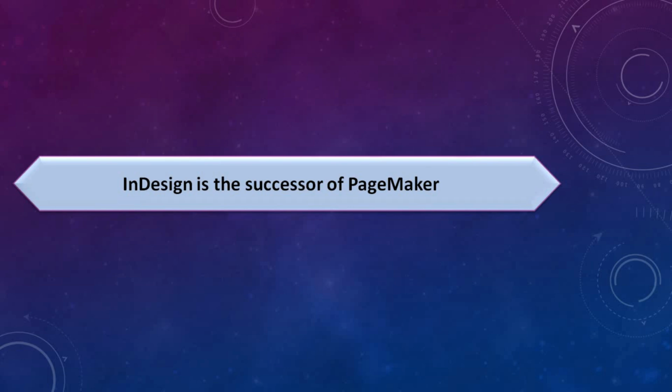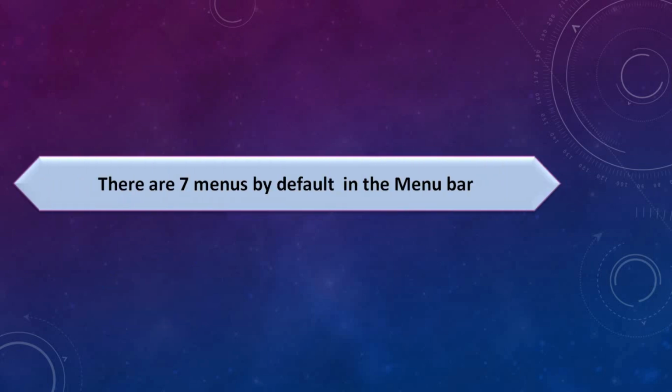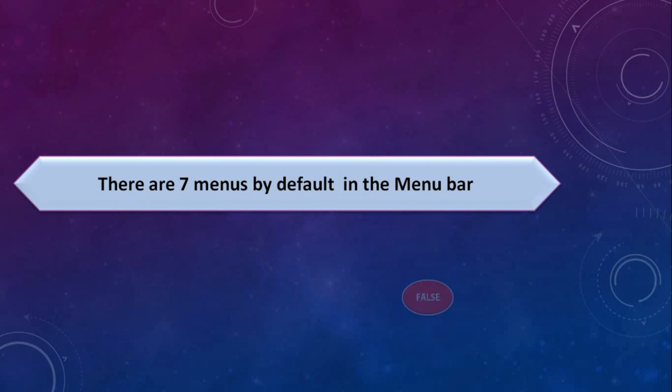InDesign is a successor of PageMaker. True or false? The right answer is true. Yes, InDesign is a successor of PageMaker. There are 7 menus by default in the menu bar. True or false? The right answer is false. There are actually 9 menus in the menu bar by default.